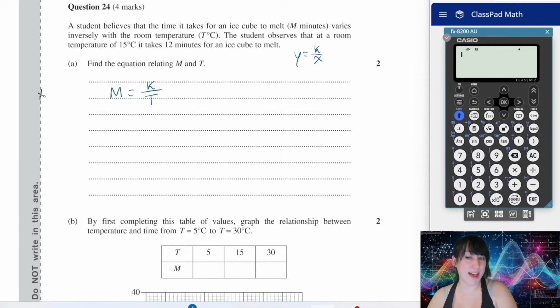K is known as the constant of variation, and we can find it by substituting in the given information that when temperature is 15, the minutes is 12 for the ice cube to melt. We can solve for K by multiplying by 15.